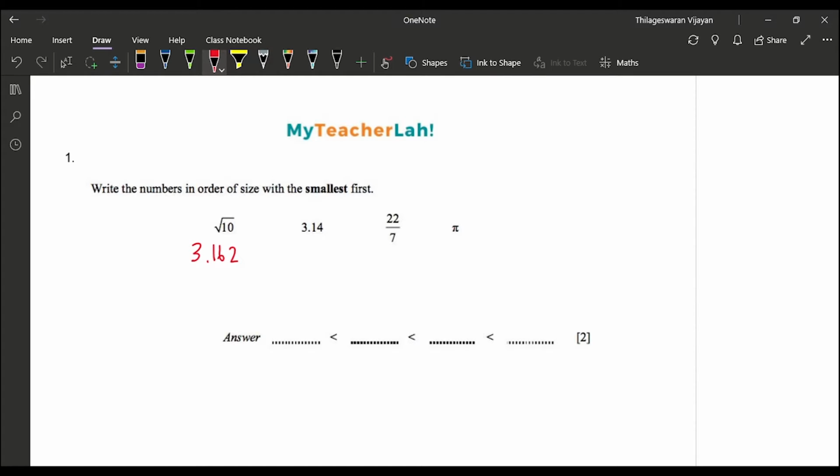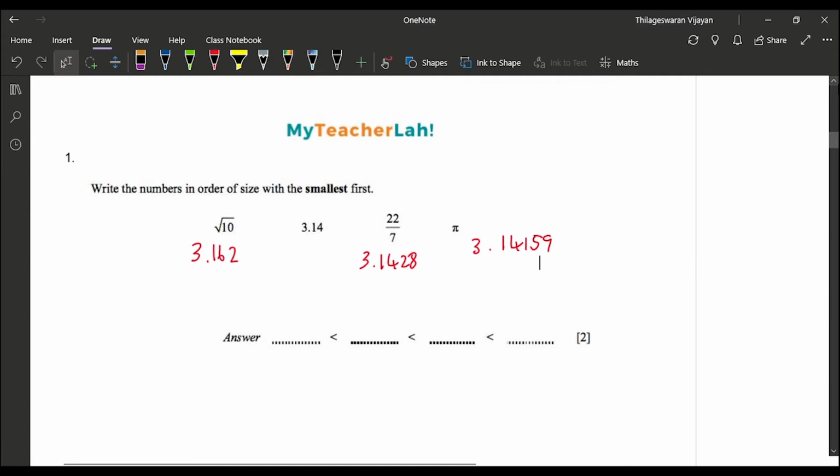For this one, the value is already here, so I don't need to use the calculator. For 22 over 7, I just put that in my calculator and I got something like this, 3.1428. And for pi, again, I'm using a calculator, and this gives me 3.14159, and of course the number just goes on further, so I didn't write the entire number because all I need to do is enough decimal places to make some comparison. So please always remember to see the word in bold before you start doing anything.